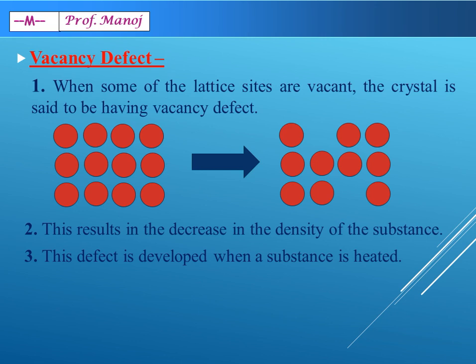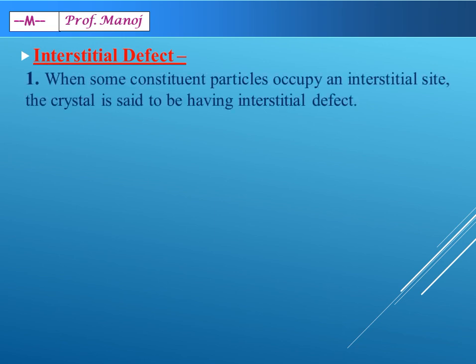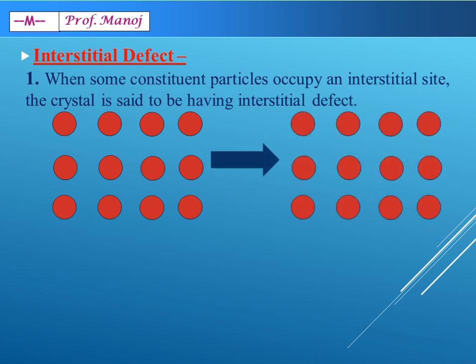Let us go for another defect called interstitial defect. When some constituent particles occupy the interstitial sites in the crystal, that is said to be an interstitial defect. Let us imagine it in a picture way. This is going to be the ideal picture. And imagine in this ideal picture, if some atoms occupy the interstitial sites, then this is called interstitial defect. It is obvious that some atoms from other sites have transferred over here.